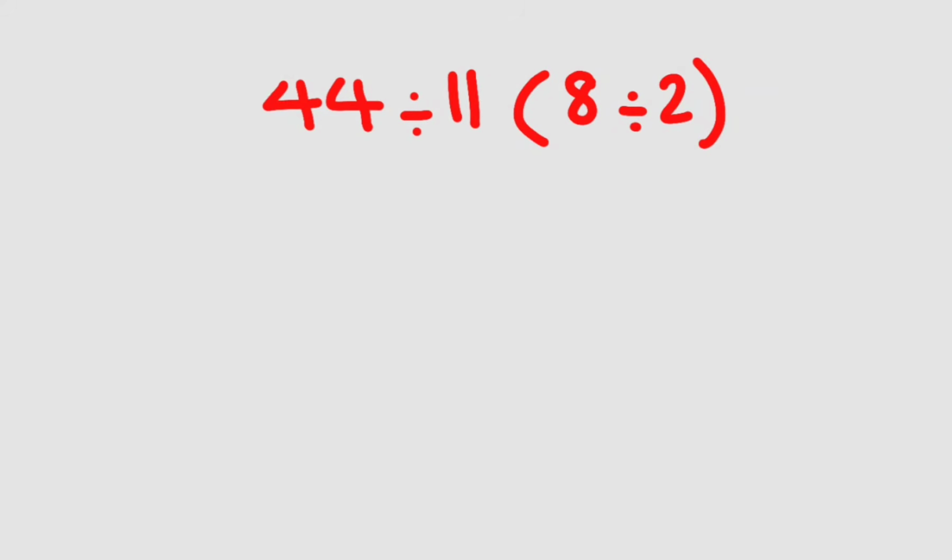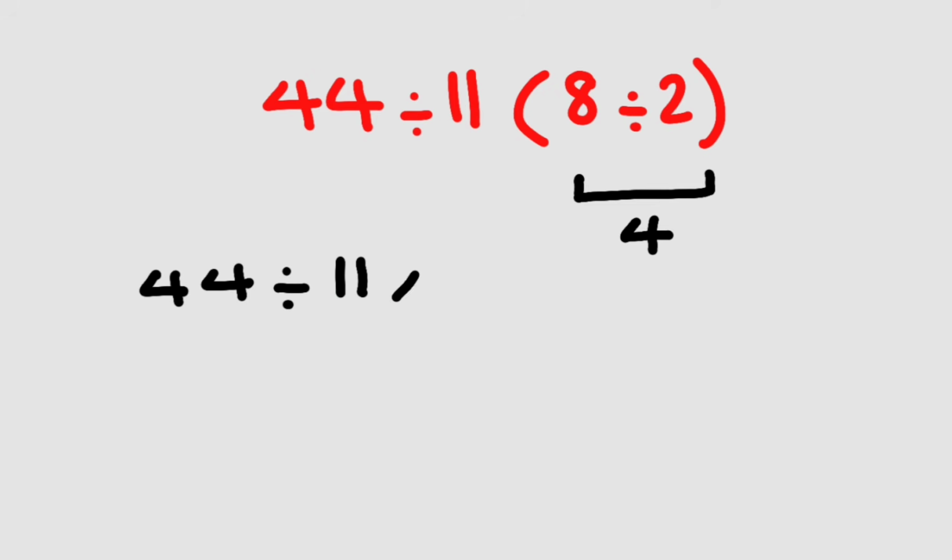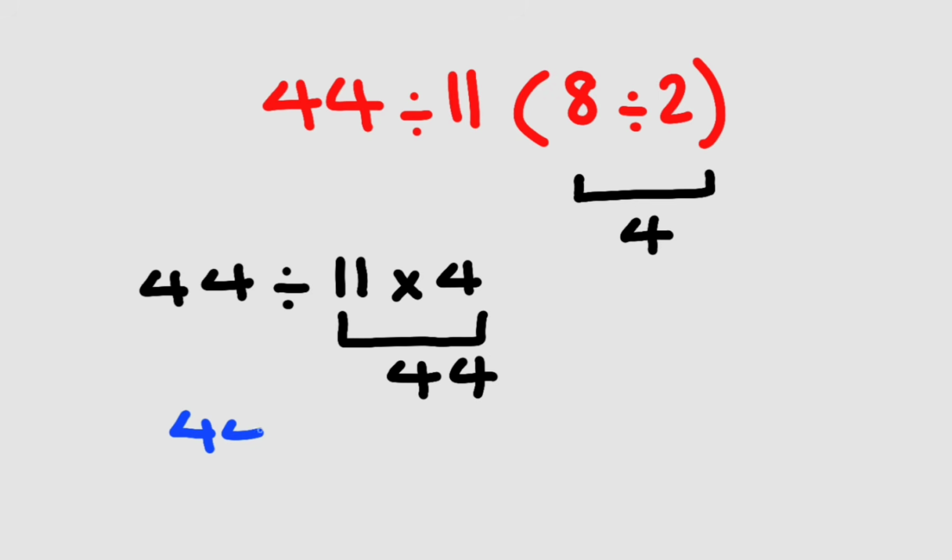44 divided by 11 times 8 divided by 2 in parentheses. 8 divided by 2 gives us 4. Now let's rewrite the expression. 44 divided by 11 times 4. Now 11 times 4 gives us 44. Now 44 divided by 44 gives us 1.